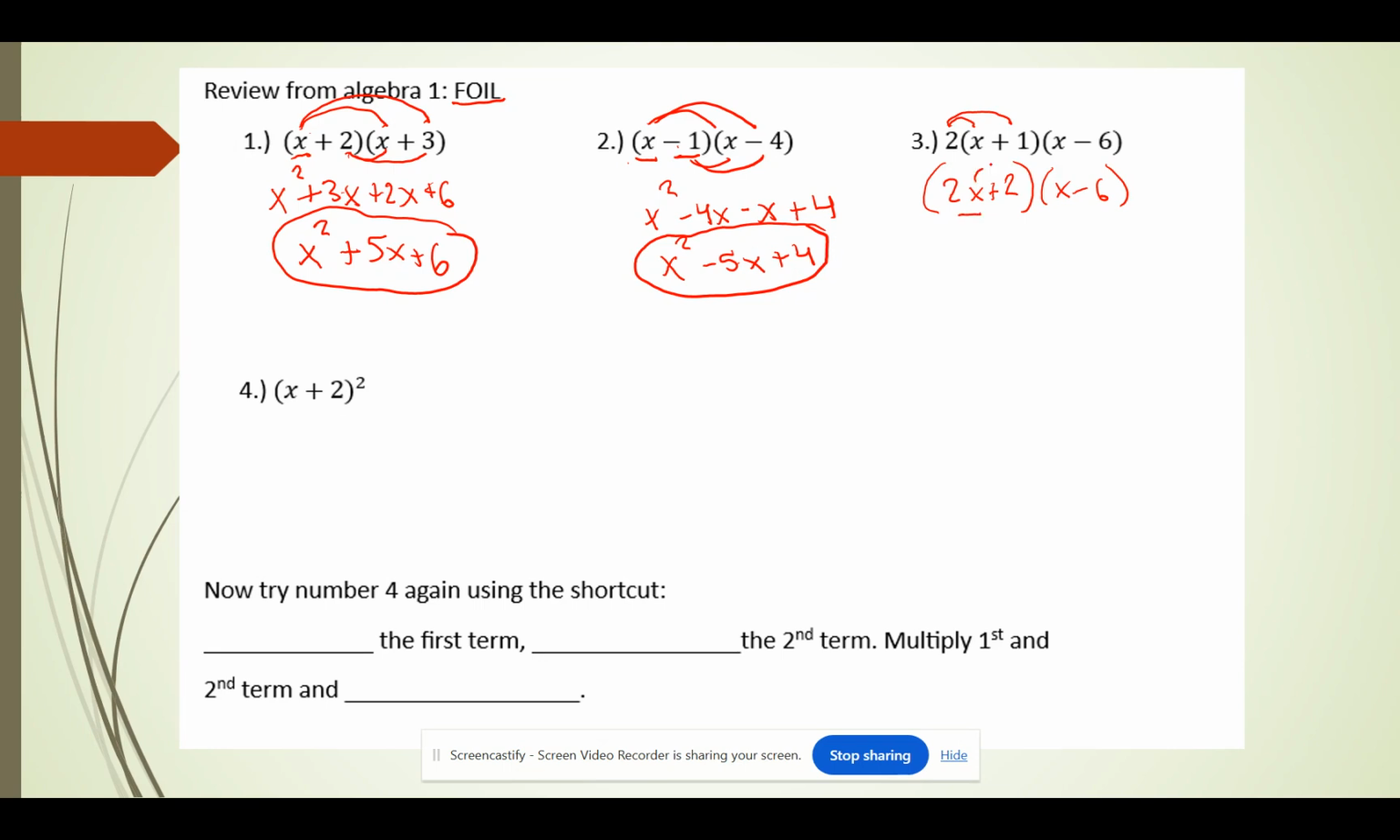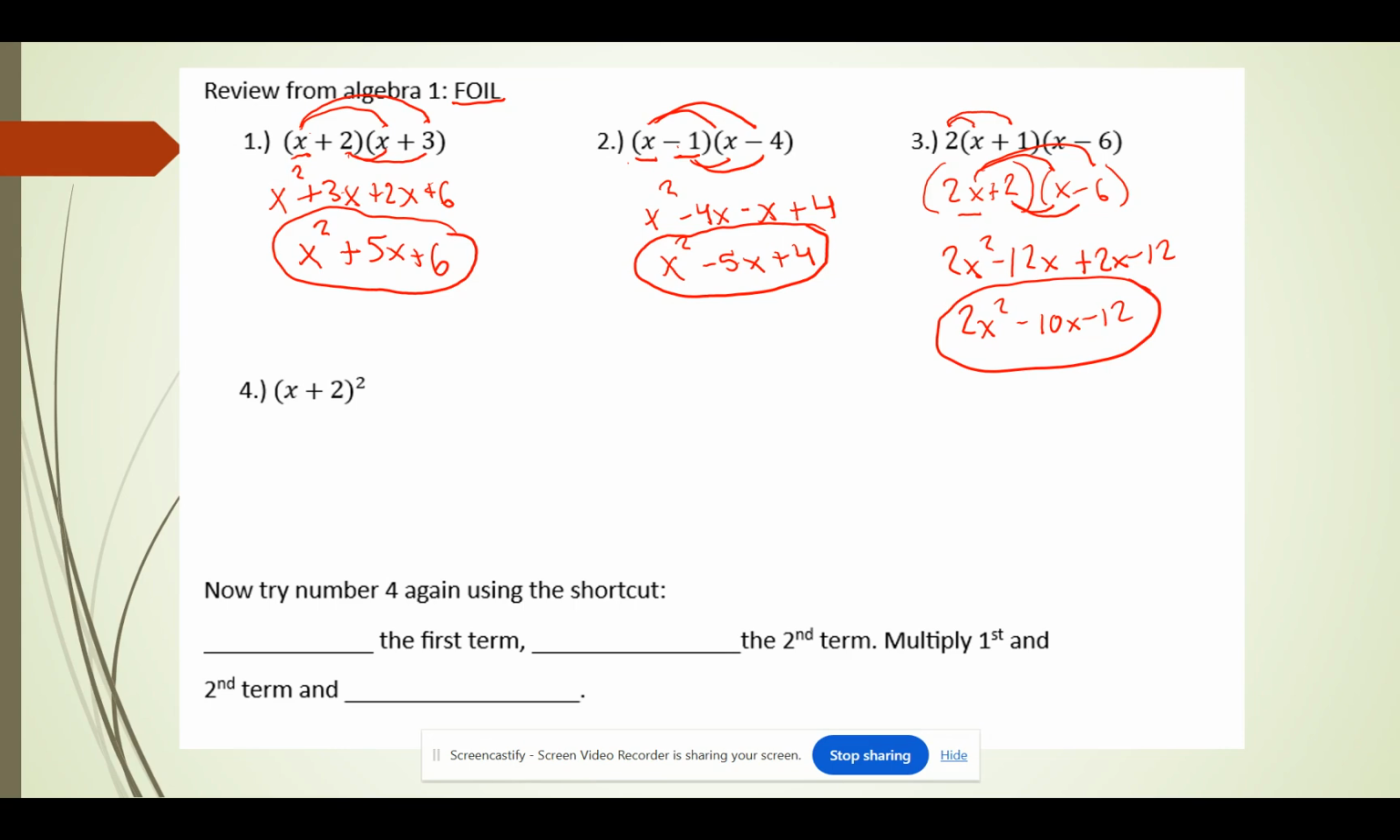So we're going to distribute the 2x first. And we get 2x squared minus 12x. And then we distribute the 2. And we get 2x minus 12. Combine our like terms. And there's your final answer.